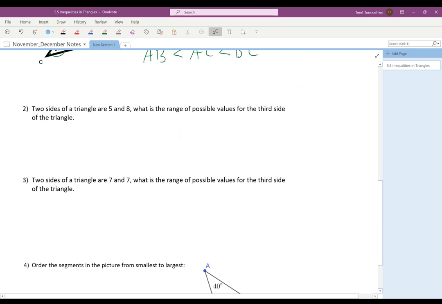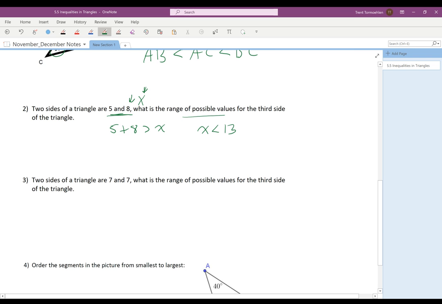For number 2, the sides of a triangle are 5 and 8. What is the range of possible values for the third side of the triangle? And so 5 and 8, what you do is you decide, well, what is going to be the longest possible value in the triangle? I'm going to let the third side be X, by the way. Well, it could either be 8 or it could be X. If it was X, then the triangle inequality would tell us the two shorter sides, 5 plus 8, have to be greater than X, which means a constraint of the possible values is X has to be less than 13.